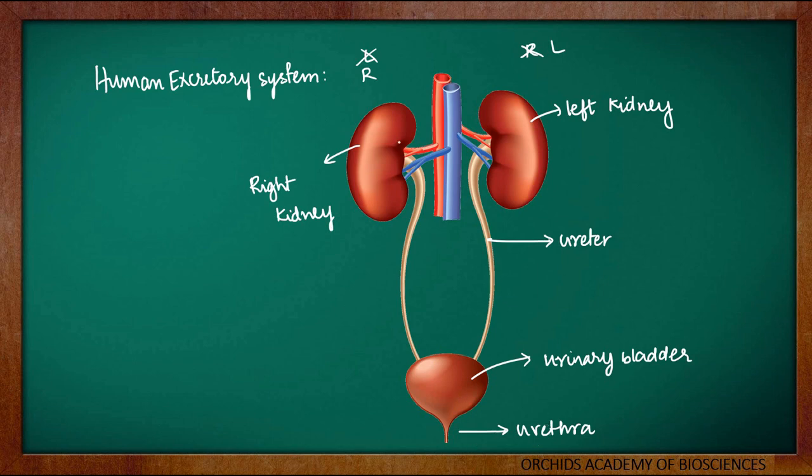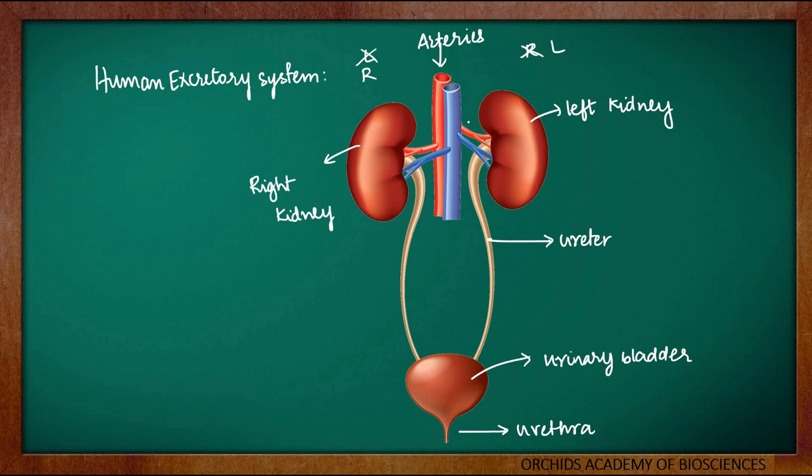Now, what are the connections to the right and the left kidney? We know that through the arteries, the heart sends blood to all the various parts of the body. So through the arteries, the blood will come to these kidneys and go into the right and the left kidneys.